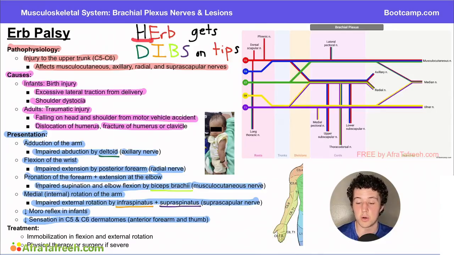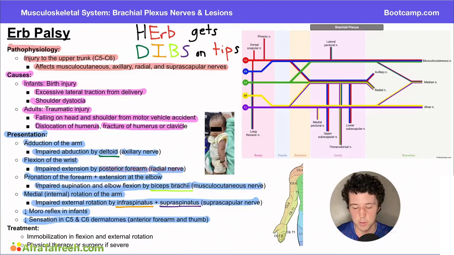So in this mnemonic, Erb, our very selfish waiter, representative for Erb palsy, will get dibs, an acronym for our affected muscles: D for the deltoid, I for the infraspinatus, B for the biceps brachii, and S for the supraspinatus, on tips, because Erb palsy presentation is often referred to as waiter's tip.